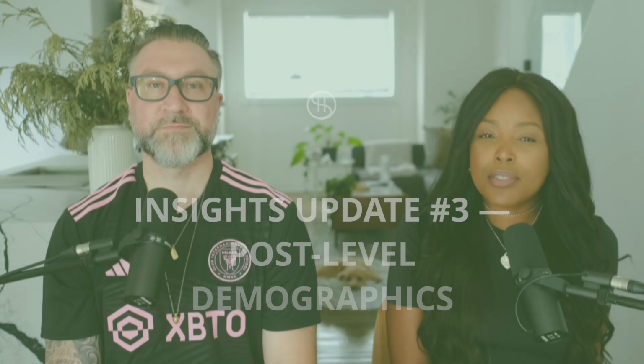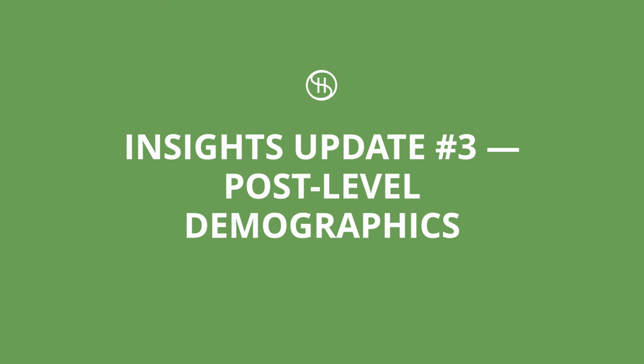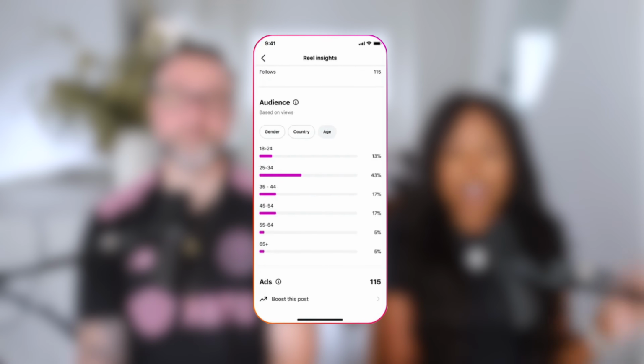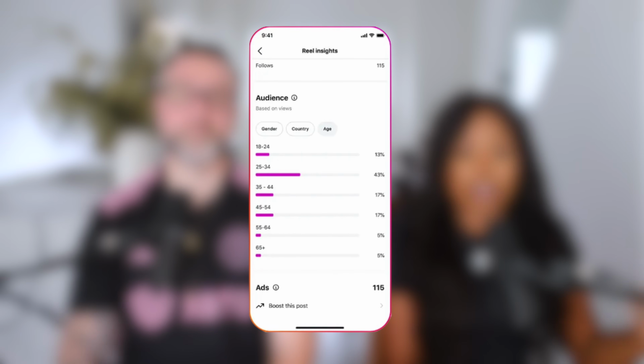The next Instagram Insights update is post-level demographics. So you can now see the gender, age, and location breakdown for people who viewed a specific reel or post. This allows you to double down on content that's attracting your ideal audience or tweak it if you're pulling in an audience you don't necessarily want.